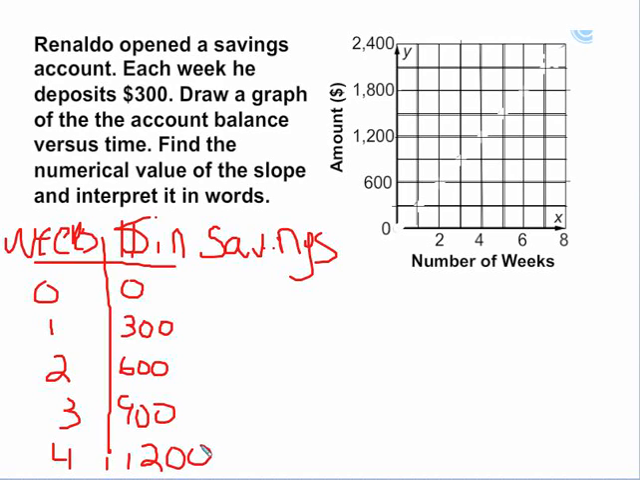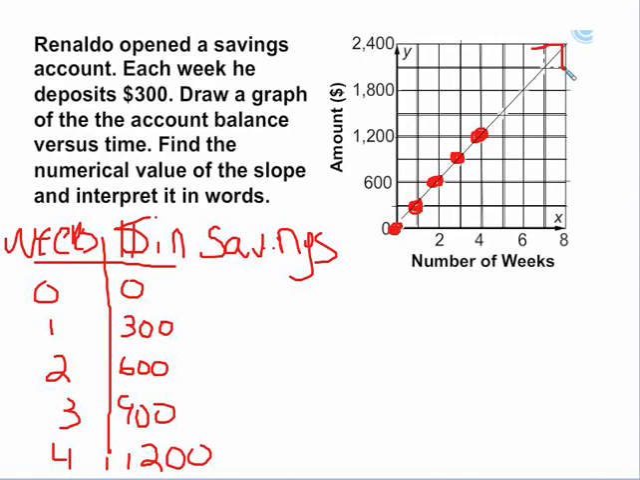So if I go to graph this, I know that when he first opened the account, he had $0. But after 1 week of having the account, he had $300. 2 weeks, he had $600. 3 weeks, he had $900. And 4 weeks, he had $1,200. So there's my line. I'm going to draw my line to connect those points. Okay, so there's my line.